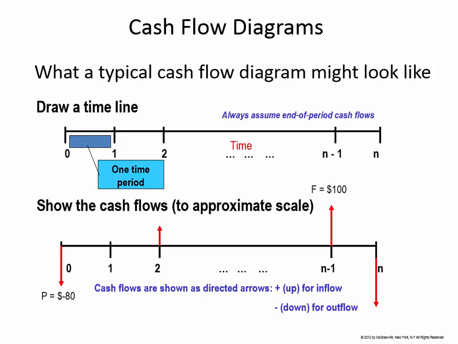The next thing, it says after you draw the line and put on the ticks, then you start to show the cash flow, where down, as has already been pointed out, down means that you're paying money, and up means that you're receiving money. So inflow is on top, outflow is on the bottom. Yeah?